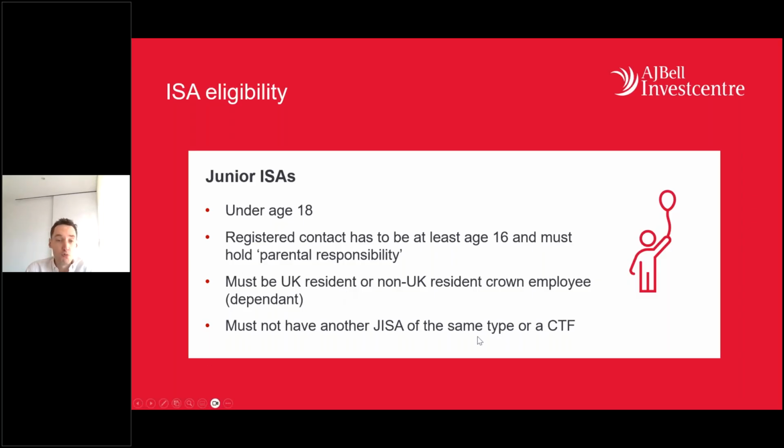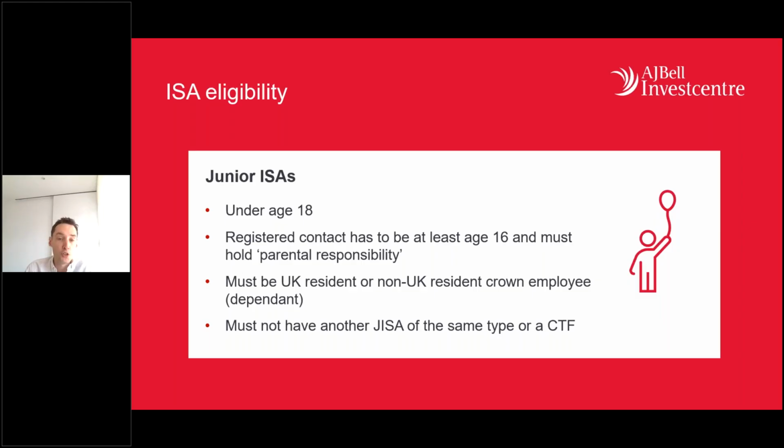The type of ISA rule is quite restrictive as well in terms of the junior account, so they can only have one of each type of junior ISA available to them. What that means is they can't have multiples with different providers. If they did want to change their junior ISA provider, they'd have to do that via a transfer initially, and then they can fund that junior ISA once it's been transferred across. So again, that's quite restrictive rules in terms of the junior ISA.